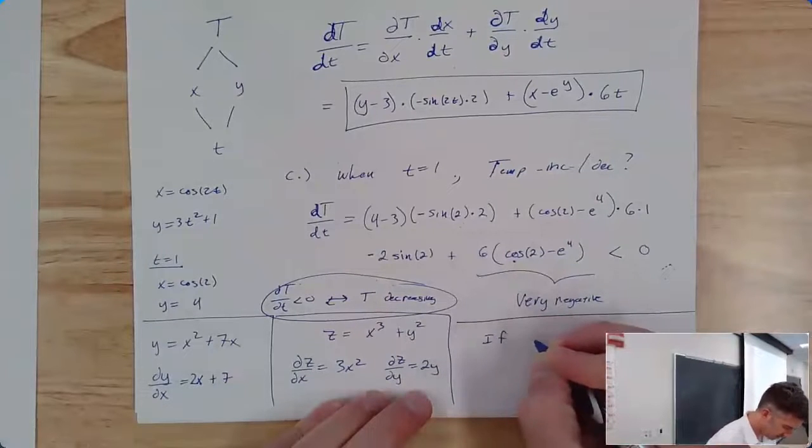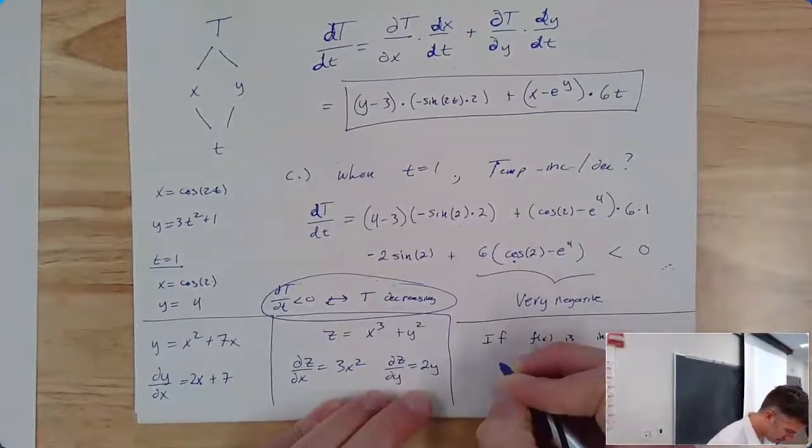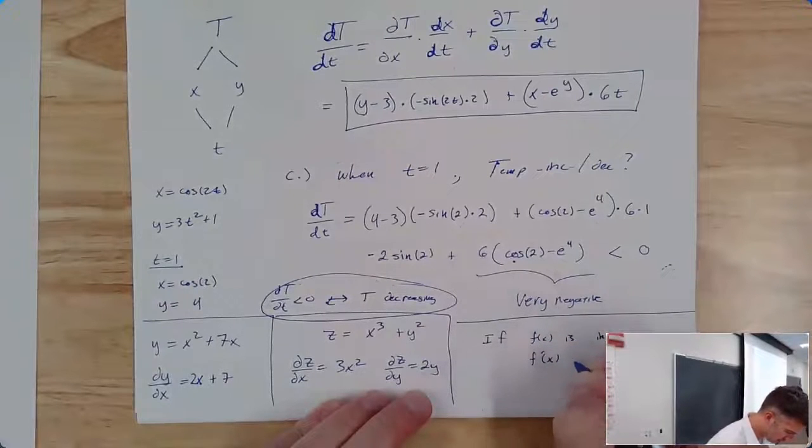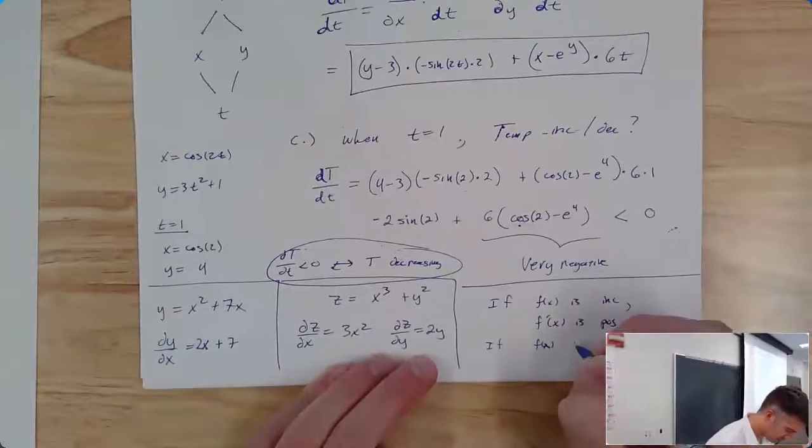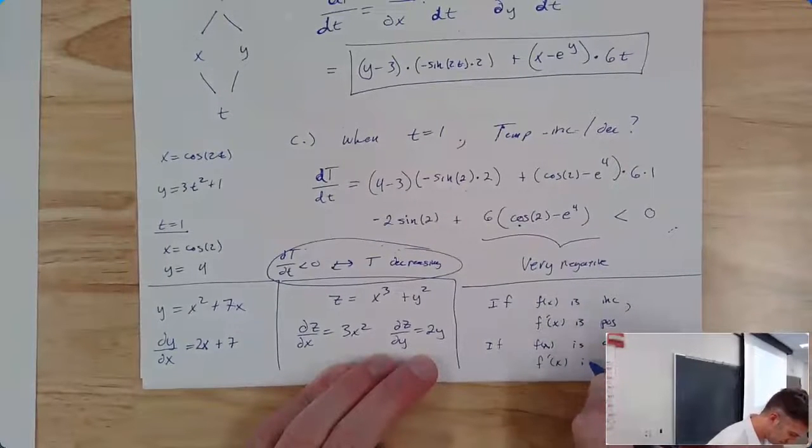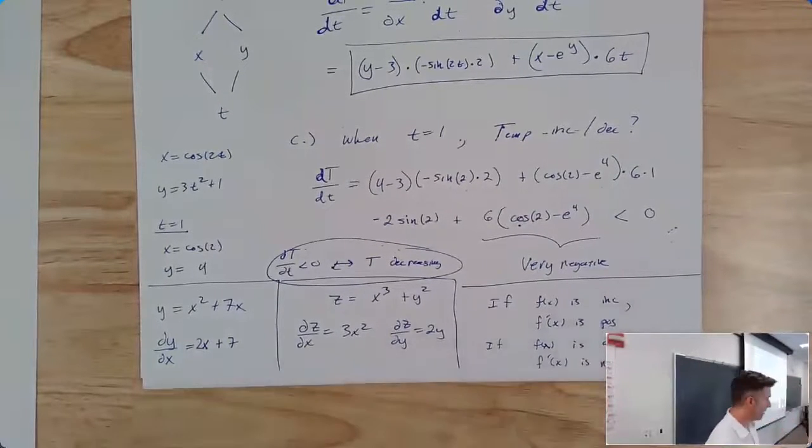If a function is increasing, its derivative is positive. And if your function is decreasing, its derivative is negative. And vice versa. So basically, if you know one, you know the other.